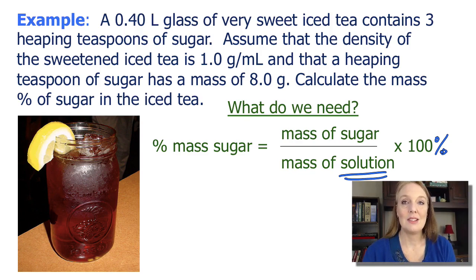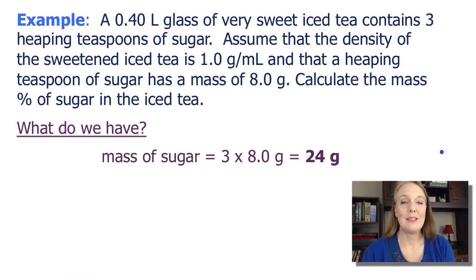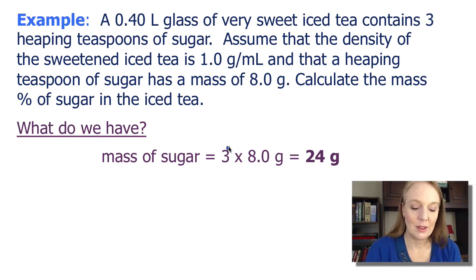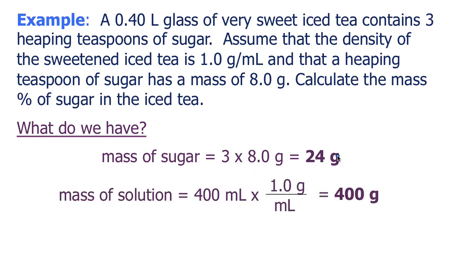We also need to use the density. So we have the mass of the sugar total. We know there were 3 teaspoons, and they each had a mass of 8 grams. So there's 24 grams total of sugar. And then we know that the mass of the solution is 400 grams. If we really wanted to be technical, we would show that this only has 2 significant figures. So it's 4.0 times 10 to the second grams.